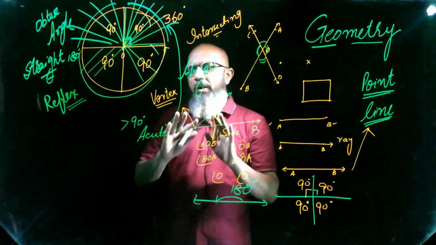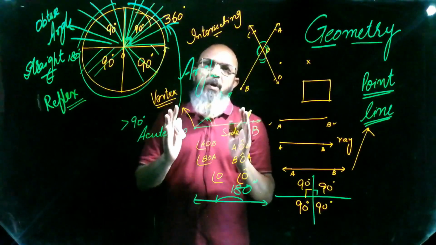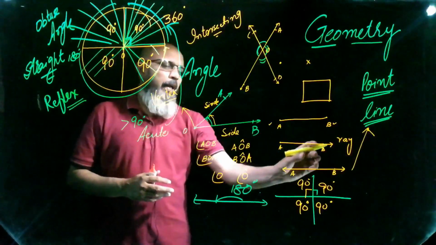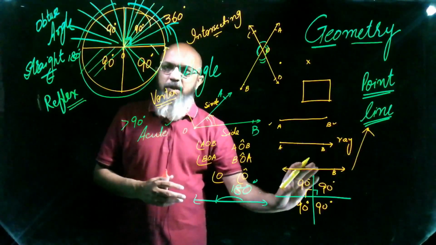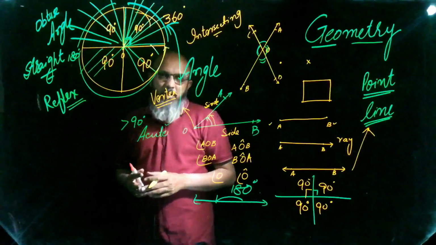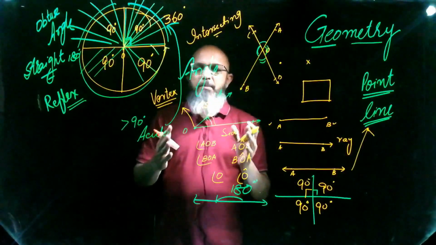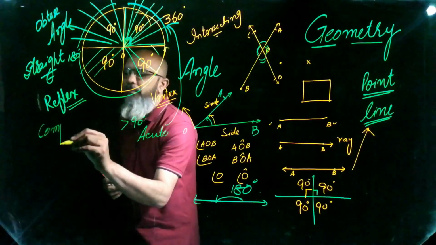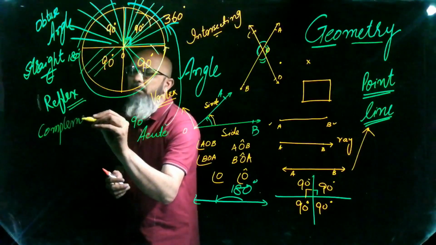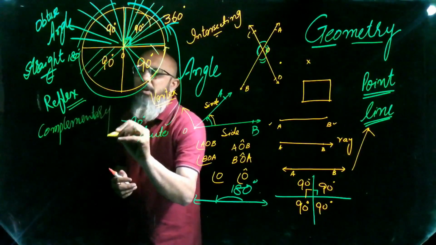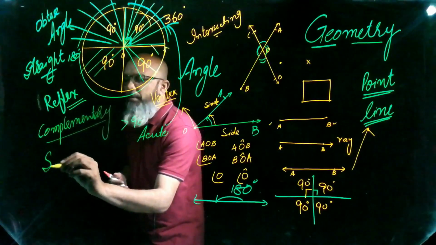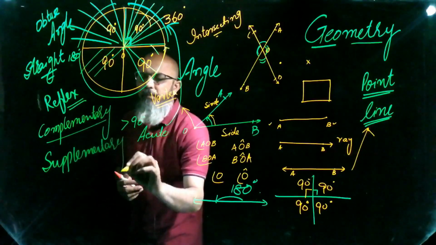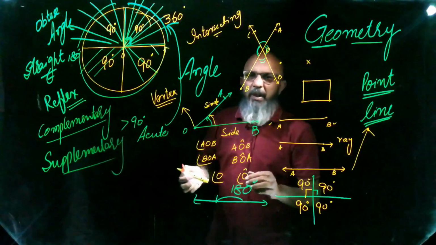Clear? So now I hope you understand all the types of angles. You also learned the angle of a straight line, that is 180, and the angle of perpendicular lines, that is 90 degrees. Now two more definitions, two more types of angles: complementary angles and supplementary angles. So what are complementary and supplementary angles?